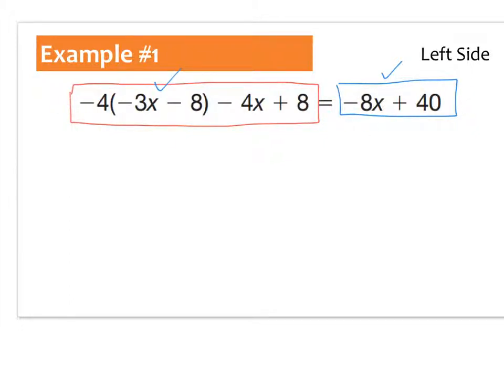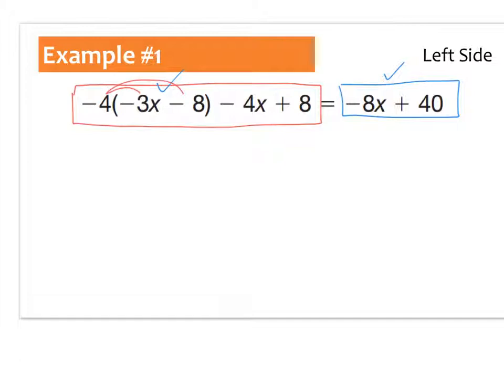So what are some things that we need to do? Well, first of all, I see parentheses, and I see a number on the outside. And I know that we learned last class the distributive property. So I'm going to go ahead and use the distributive property to distribute that negative 4. So when I do that, I'm going to be left with negative 4 times negative 3x, and then plus negative 4 times negative 8, because you see that's a negative 8.